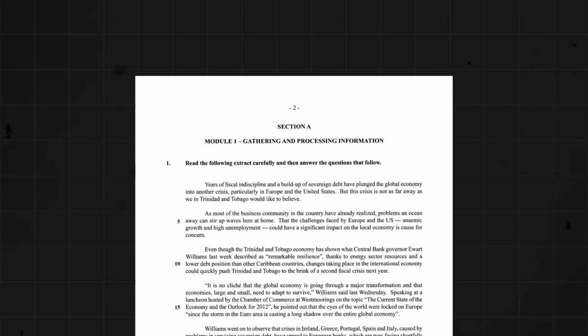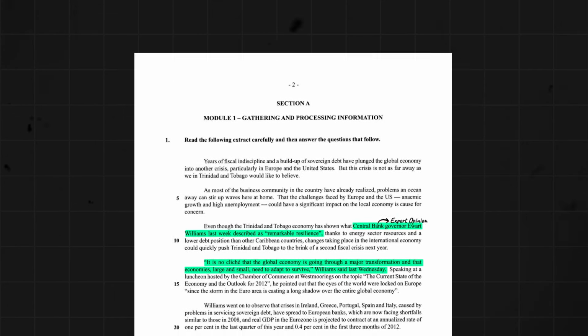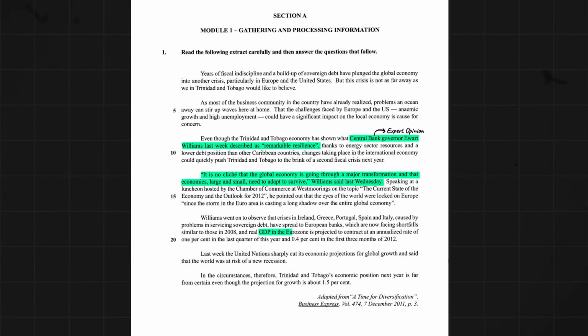Other strategies I found were expert opinion or citation of authority. There were many direct quotes from the governor of the central bank, Stuart Williams. I also saw the use of statistics. That's where the extract spoke about the GDP in the Eurozone by stating that it is projected to contract at an annualized rate of 1% in the last quarter of this year or 0.4% in the first 3 months of 2012, this year being 2011.